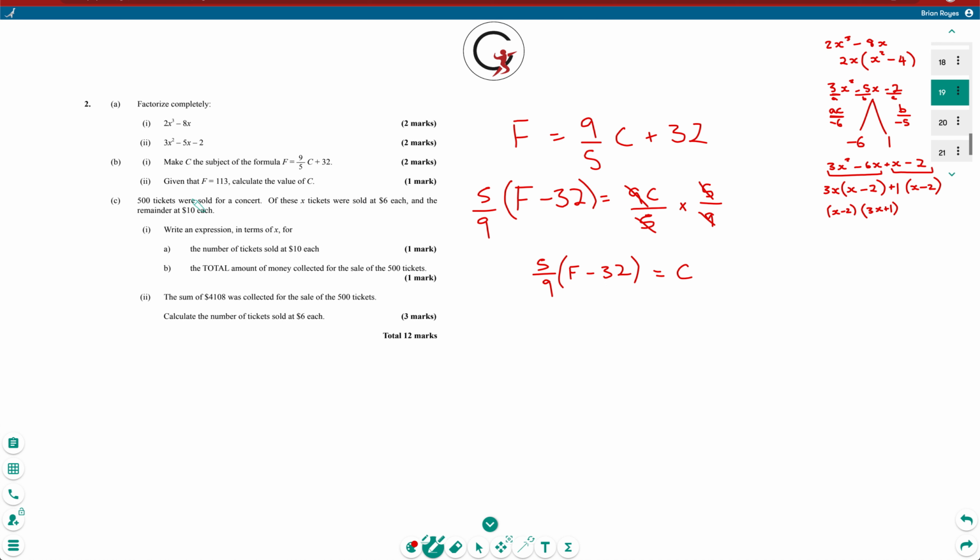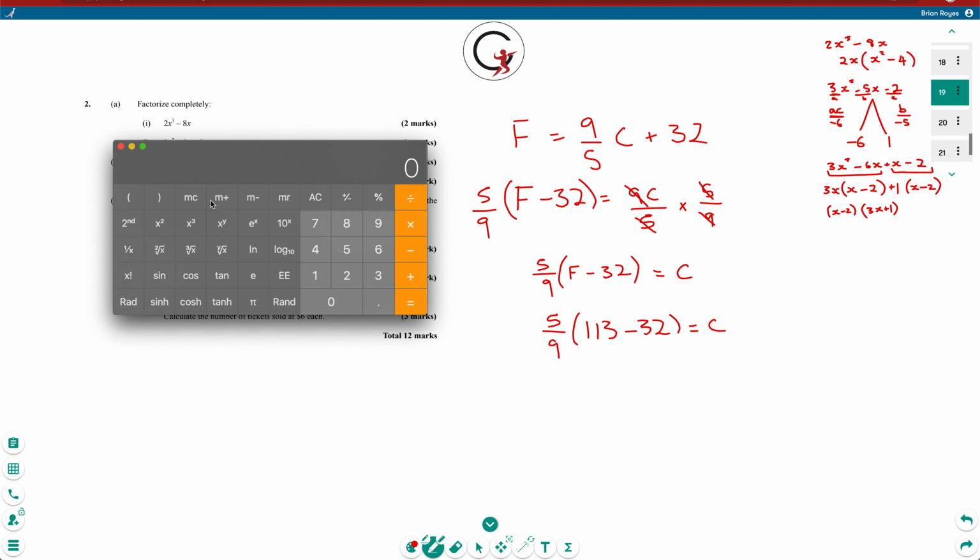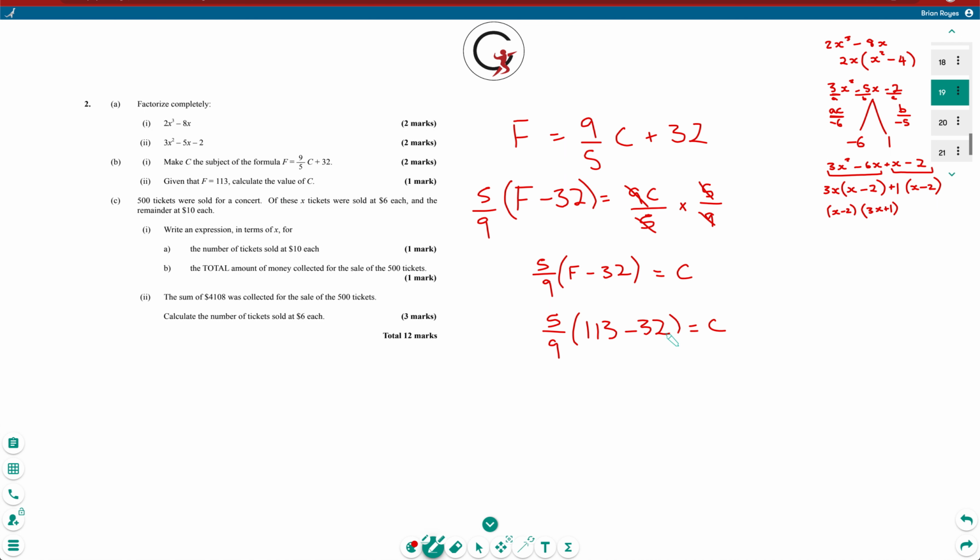All right, 2 marks in the bag. Given that f is 113, what is c? Okay, well, 5 over 9 multiplied by, f is now 113. We've substituted that. Minus 32 equals c. All right, and now because this is the calculator section, you can definitely use your calculator if you are so inclined. 113 minus 32 is equal to 81. Multiply that by 5 and then divide that by 9 gives you 45. So 45 is C.